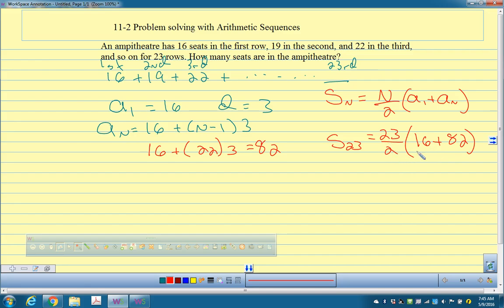What I like to do is put these together, which makes 98, divided by 2 is 49. So I end up with 23 times 49, and then I use my calculator, or I use my head. Watch me do this in my head.